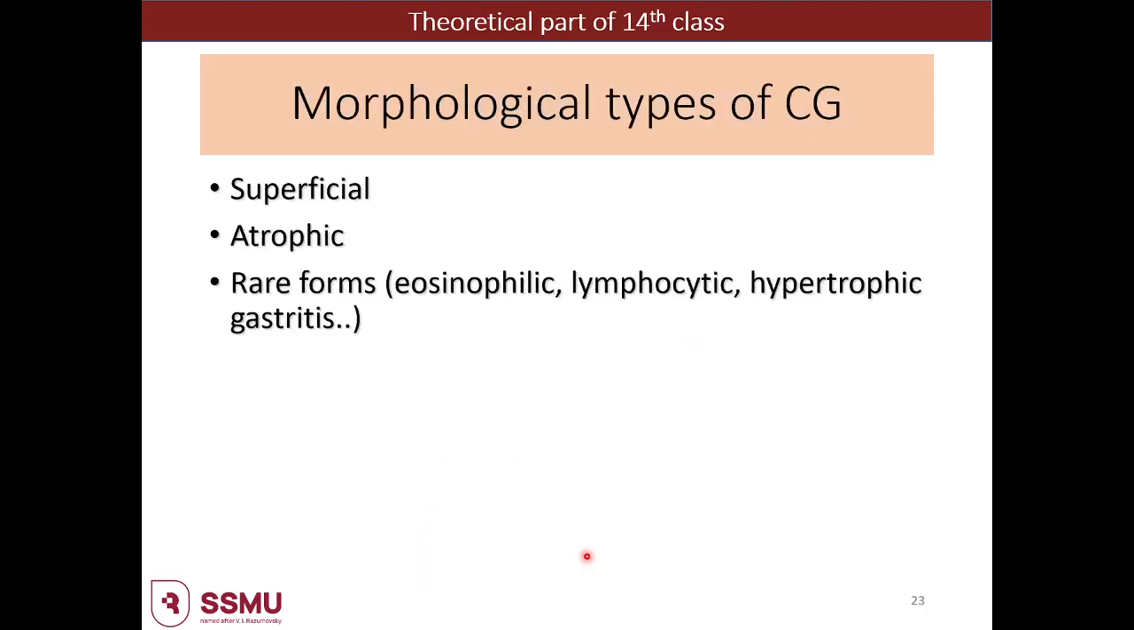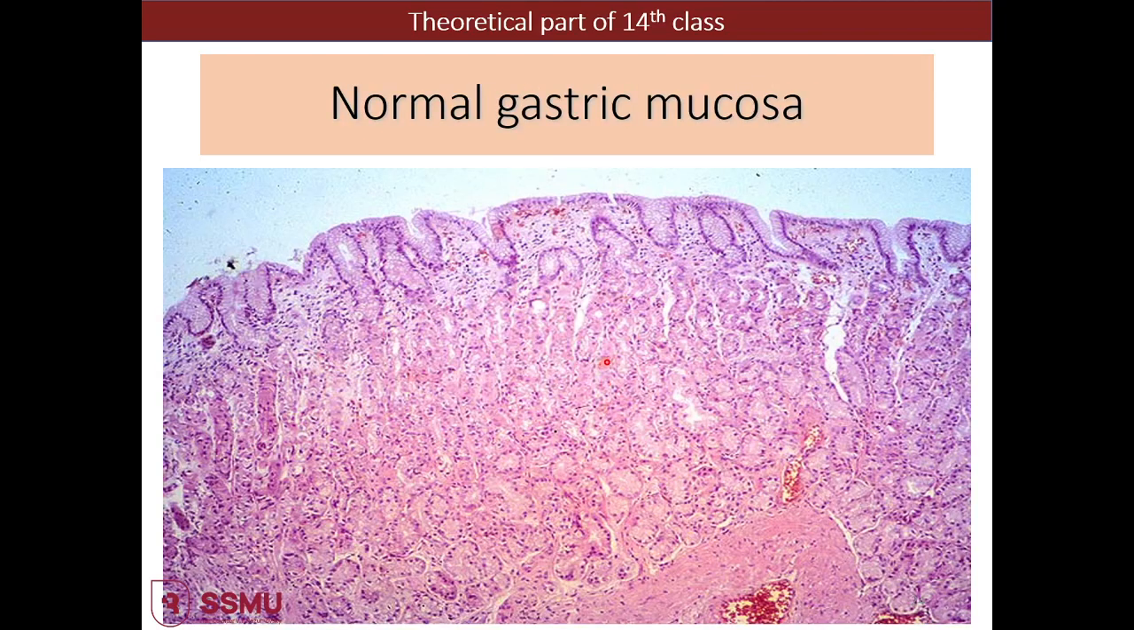Morphological type of chronic gastritis. On previous slides we talked about classification according to etiology. According to morphology there are superficial, atrophic, and some rare forms of gastritis. In rare forms we may see eosinophilic, lymphocytic, hypertrophic gastritis, and so on. On this slide we may see normal mucosa of stomach, and we may see really light cells. All of them look the same, and there is no pathological formation here.